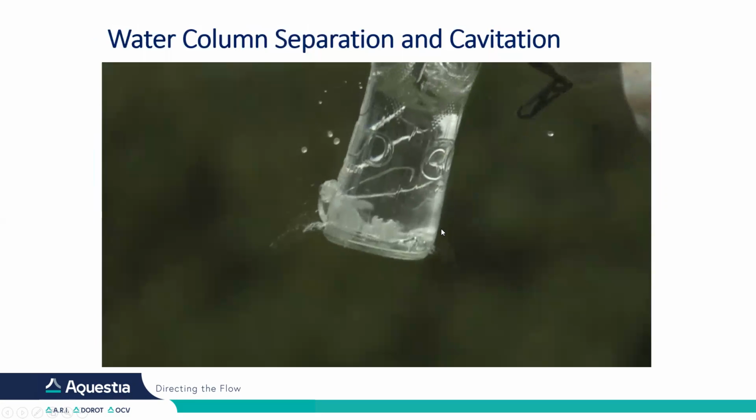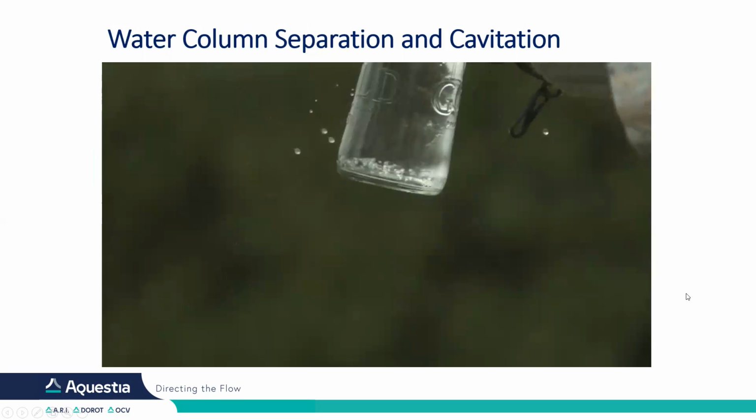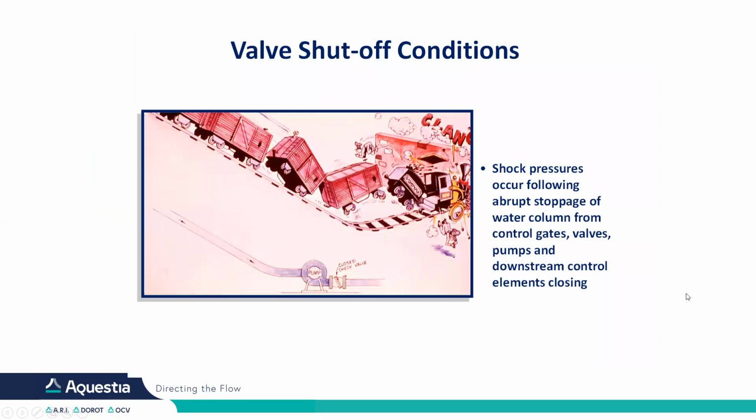Okay, so that's the water column separation and cavitation. You can see what happens due to the cavitation. Another reason for having surges is valve shut-off condition. Okay, the railway wagons and the locomotive move forward. You have a wall and the railway wagon, bam, slams into the wall. All the wagons, bam, slam into the locomotive. And that's exactly what we have in our system. The water slams into, could be a valve, okay, and creates a high spike of pressure.